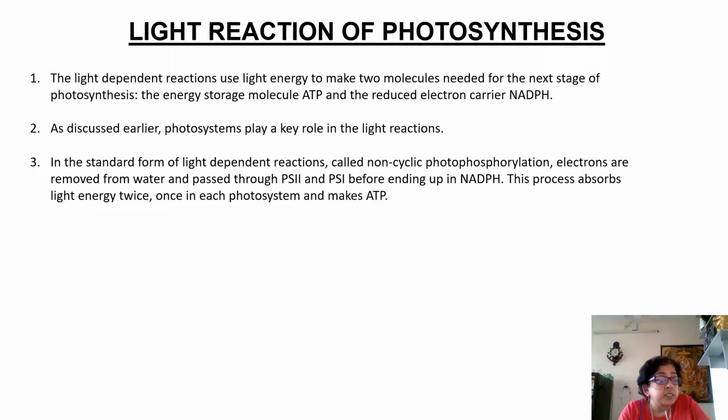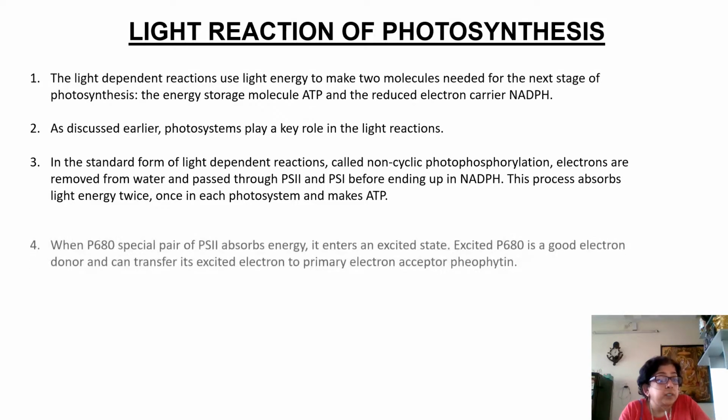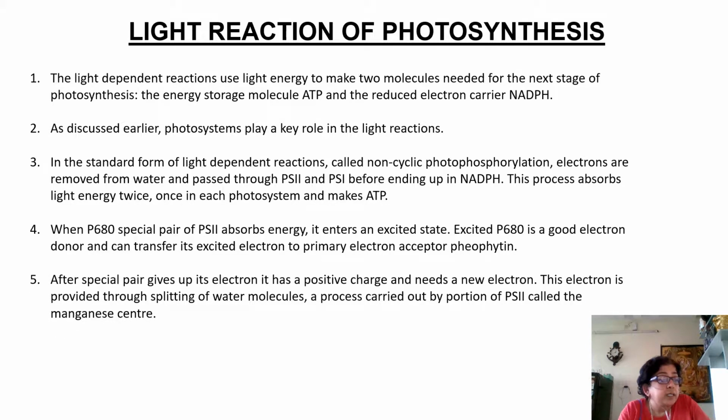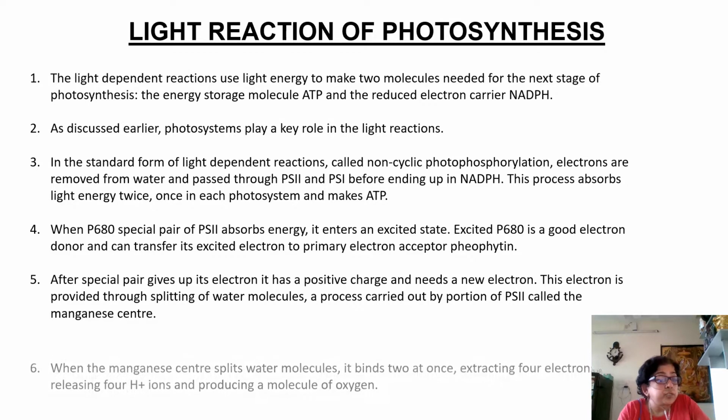When the P680, that is a special pair of photosystem 2, absorbs energy, it enters an excited state. That means a high energy level. Excited P680 is a good electron donor and can transfer its excited electrons to the primary electron acceptor called pheophytin. The electron will be passed on through the first leg of the photosynthetic electron transport chain in a series of redox, also known as electron transfer reactions.